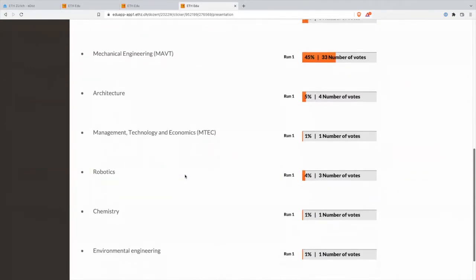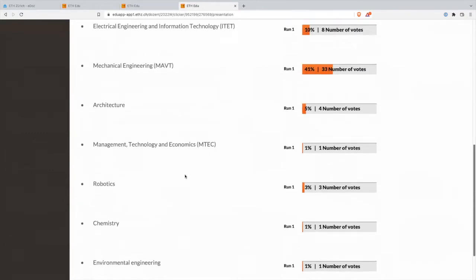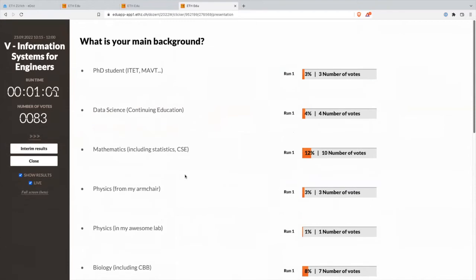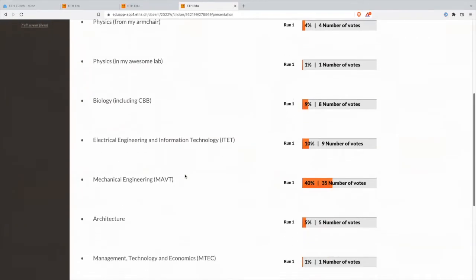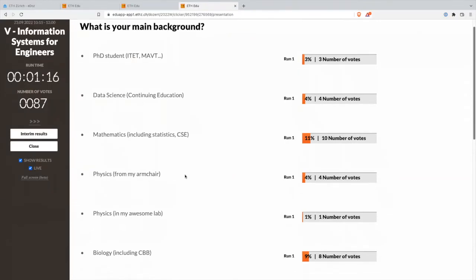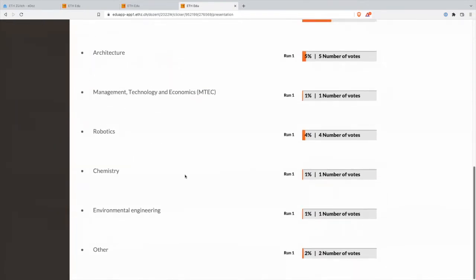Oh, we have a lot of mechanical engineers. So electrical engineers, mathematicians, biologists, physicists. Oh, we have more theoretical physicists. Okay. Robotics.